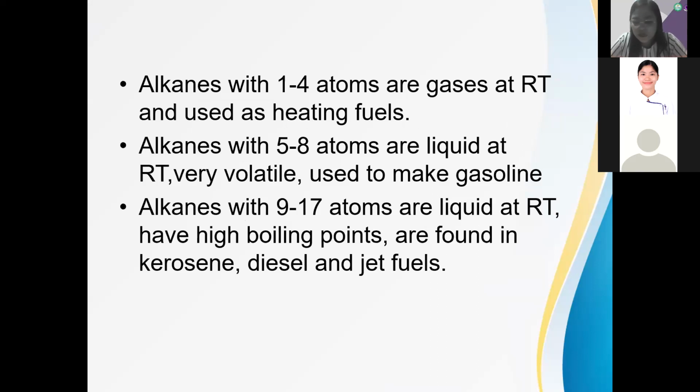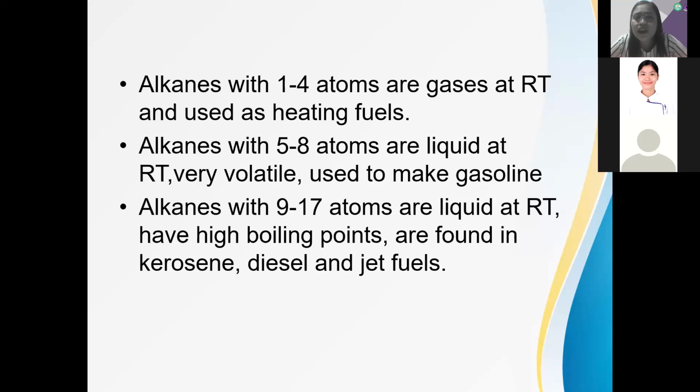Now, other things that we need to know about our alkanes. The alkanes with 1 to 4 carbons, meaning methane, ethane, propane, and butane. Again, 1 to 4 carbons ha. They are gases at room temperature, and they are used as heating fuel. So just like butane, we use that one, diba, in cooking. So again, silang lahat 1 to 4 gases at room temperature and are used as heating fuels.